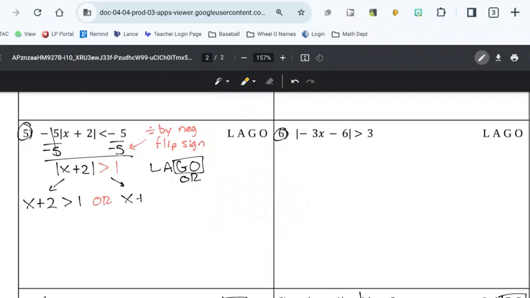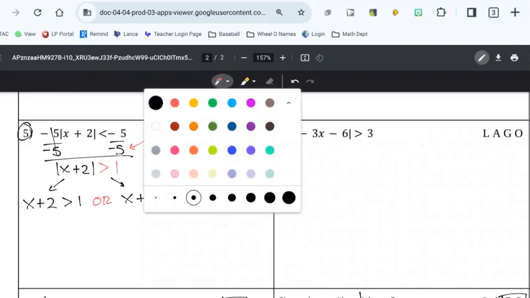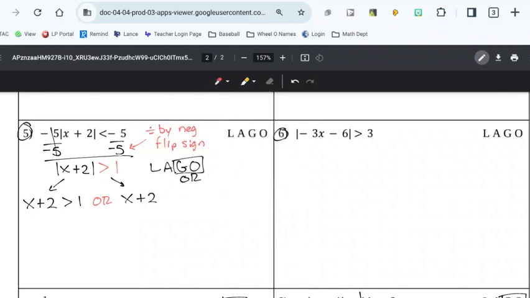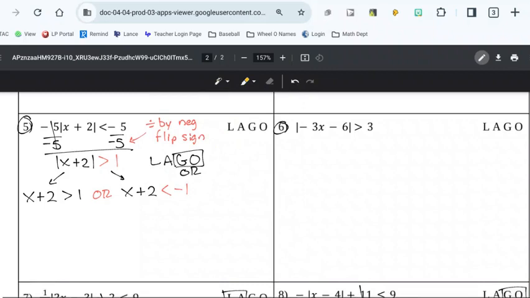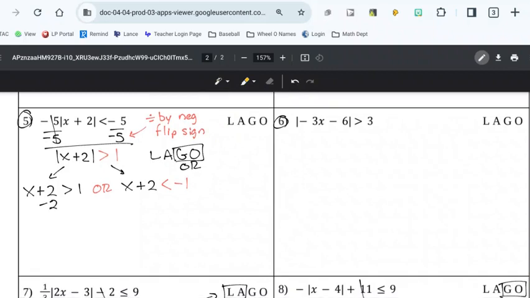we have x plus 2. And again, when we go to the negative version, we have to flip the sign again. So the greater than becomes a less than, and then the positive 1 becomes a negative 1. All right. Minus 2, minus 2. X is greater than negative 1, or x is less than negative 3.